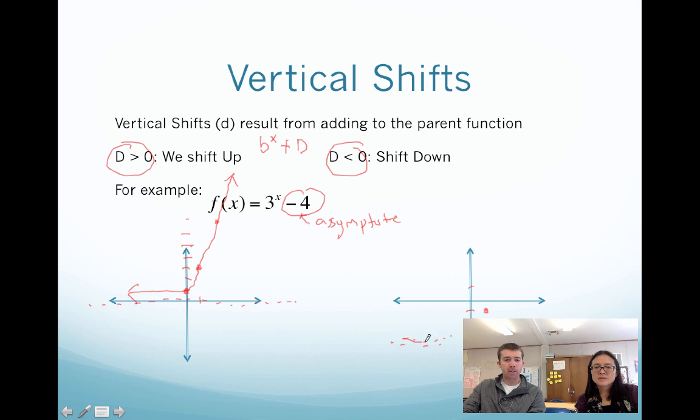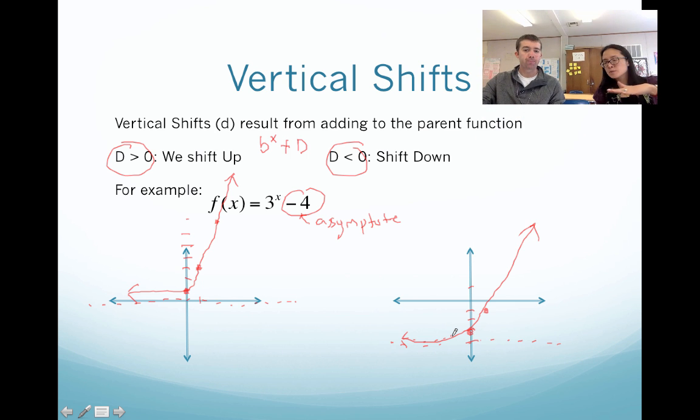This is my actual graph. There we go. So it's just the same thing as before on the left, and we just moved it down 4. Exactly. So you can see where the asymptote moved 4 down. All right. There's our shift.